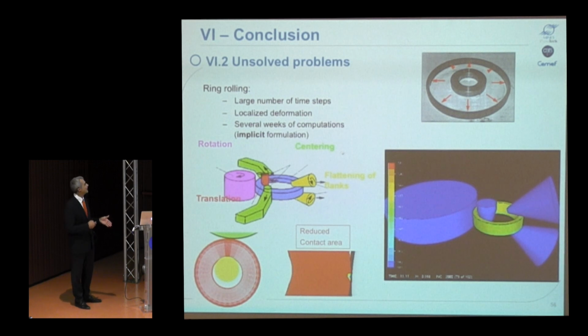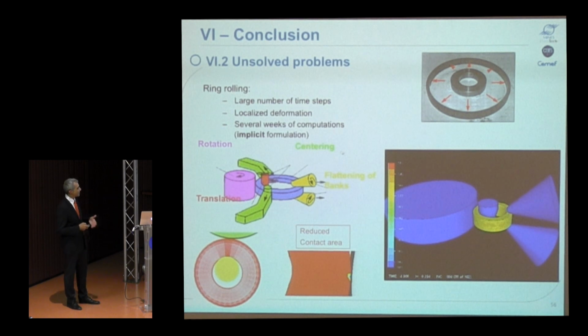This is ring rolling. And if we are using an implicit formulation, even if we have an adapted mesh, if we are using an arbitrary Lagrangian Eulerian formulation, and we are using parallel computation, we still end up with a huge computational time due to the fact that we have a very large number of time increments. So this is still a problem that we would like to solve.